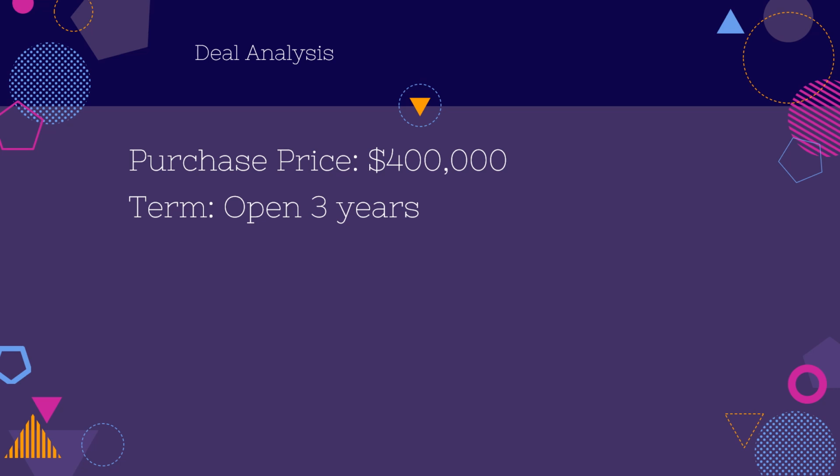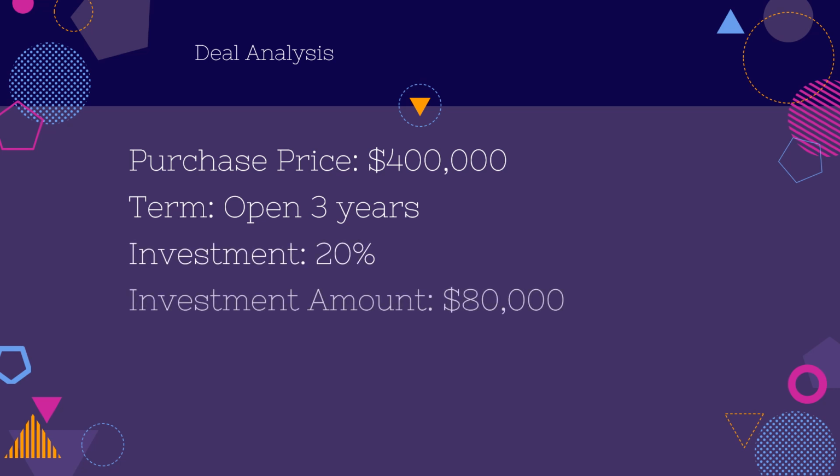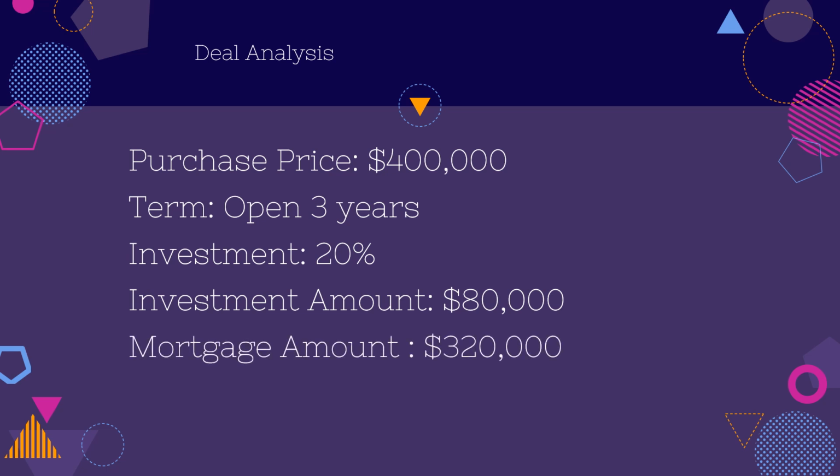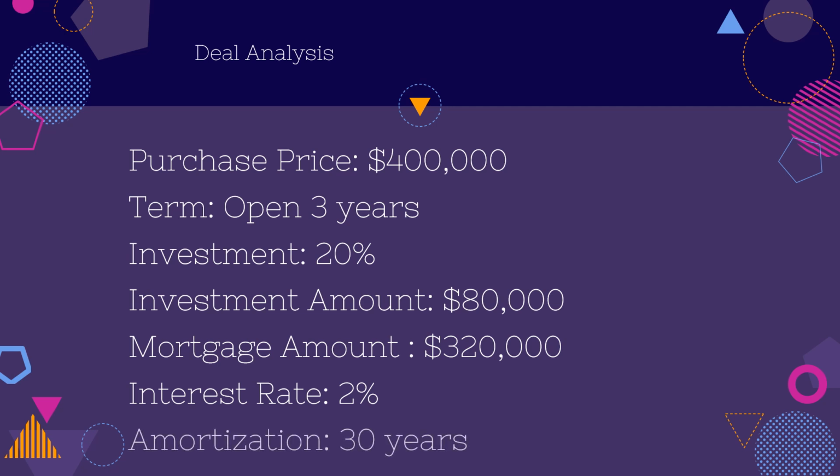We're putting 20% down, which means $80,000, and the mortgage amount is going to be $320,000. Let's take the interest rate. Right now it's 1.45, but for our purposes, let's take it as 2%. And for amortization, we're going to take the longest amortization possible, so it will be 30 years.